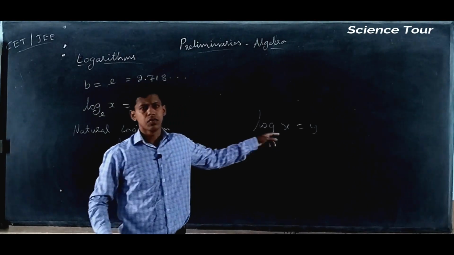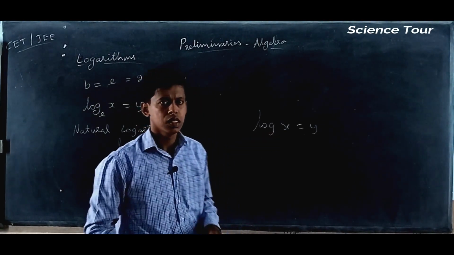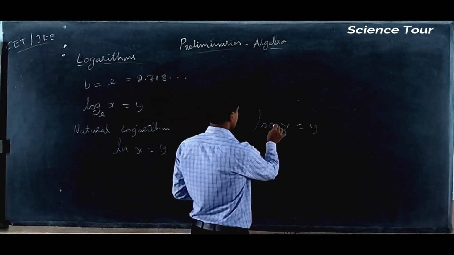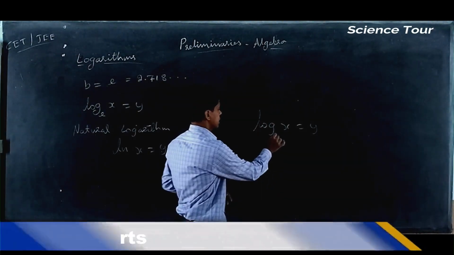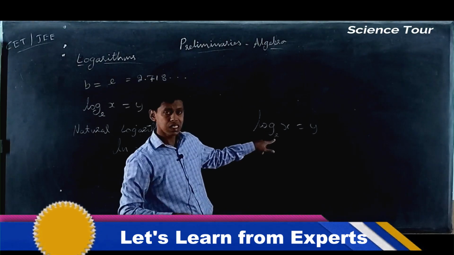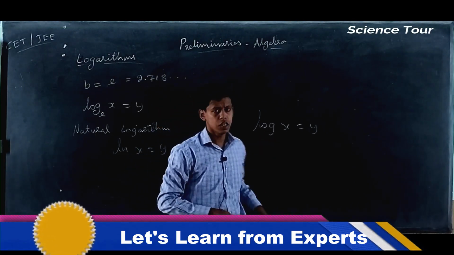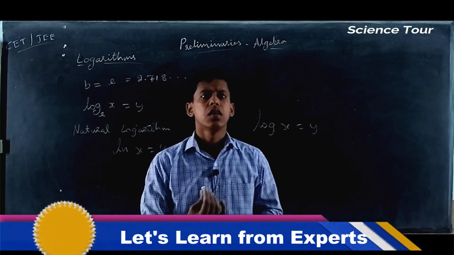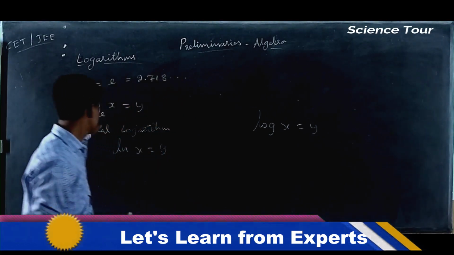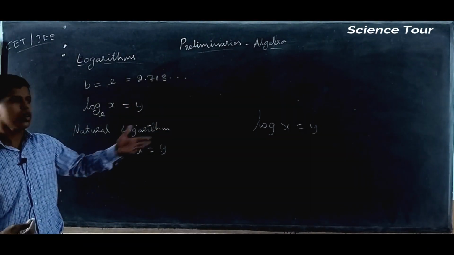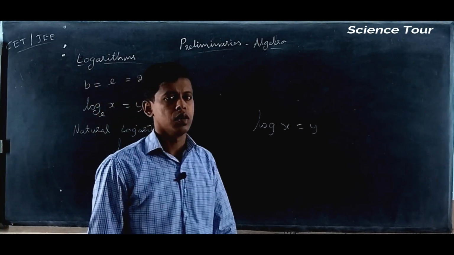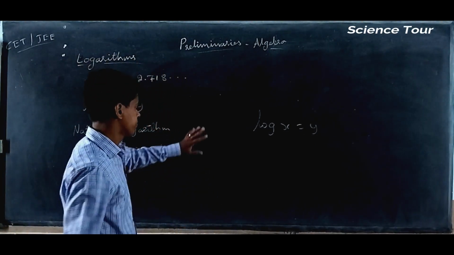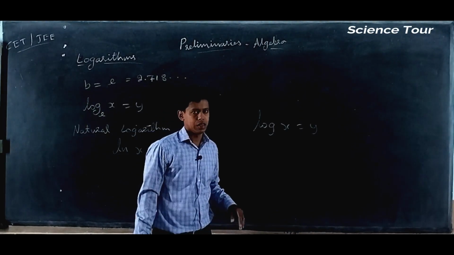What is the base then? We don't mention any base there. If you don't mention any base, then it naturally means that it is e. If the base is e, you don't have to mention it. So that's the word you should remember, natural. Naturally what comes is e. All right, so that's what we consider as the natural logarithm.